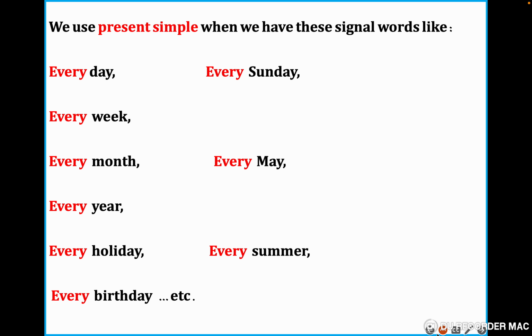Every week, every month, every January, every February, every March, every April, every June, every July, every August, every September, every October, every November, every December. So with all the months, when we have every, we must use present simple. Every year, every holiday, every summer, every spring, every autumn, every winter. So every fall, you must use present simple. Every birthday, present simple. So remember this. Let's go to the next slide.